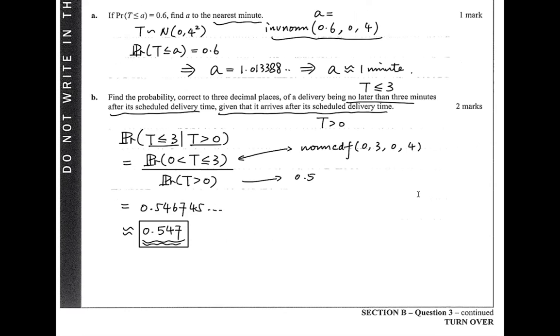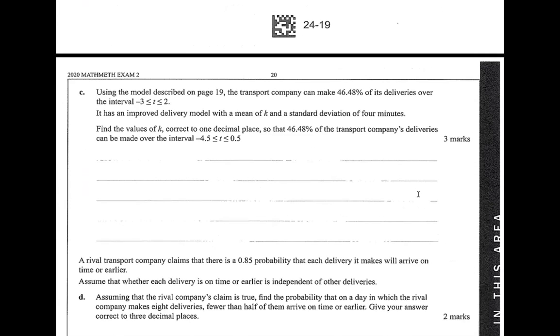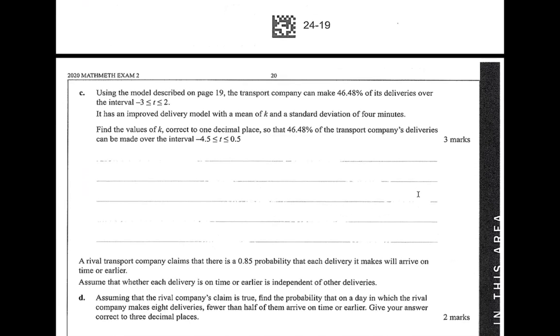Right, conditional probability, not very hard at all. Using the model described on page 19, the transport company can make 46.48% of its deliveries over the interval -3 to 2. Okay. It has an improved delivery model with a mean of k and a standard deviation of 4 minutes.